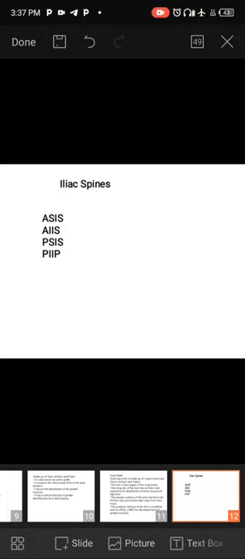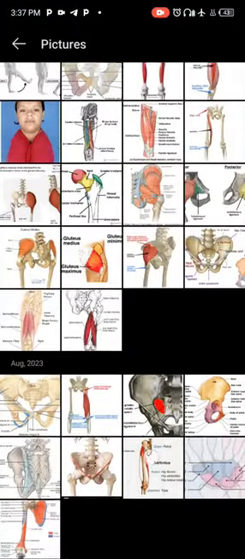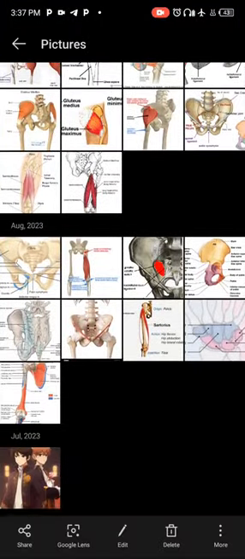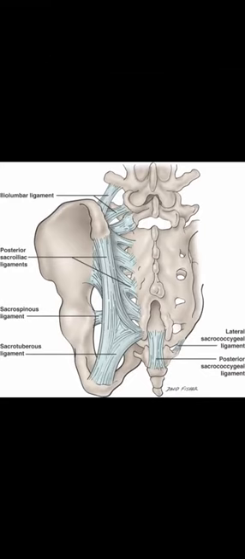At the posterior part of the ilium, we have two other spines: the posterior superior iliac spine and the posterior inferior iliac spine. These two spines I mentioned lastly are basically for the attachment of the sacroiliac ligaments. I'm going to show you an image of that. If you look at this posterior view, you can see the ligaments cutting across the posterior superior iliac spine.